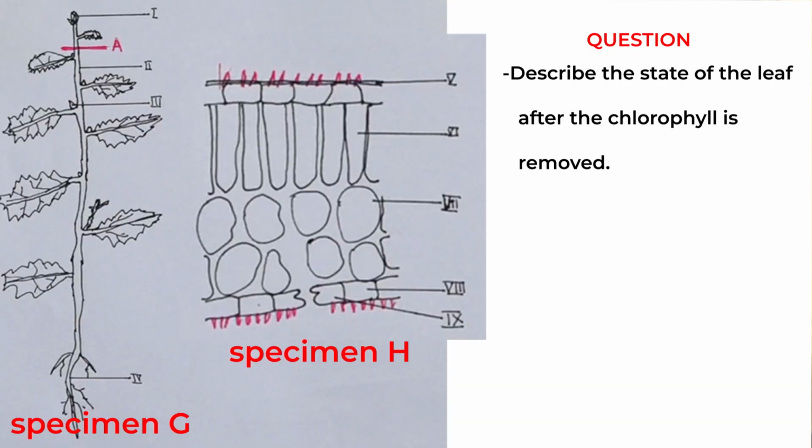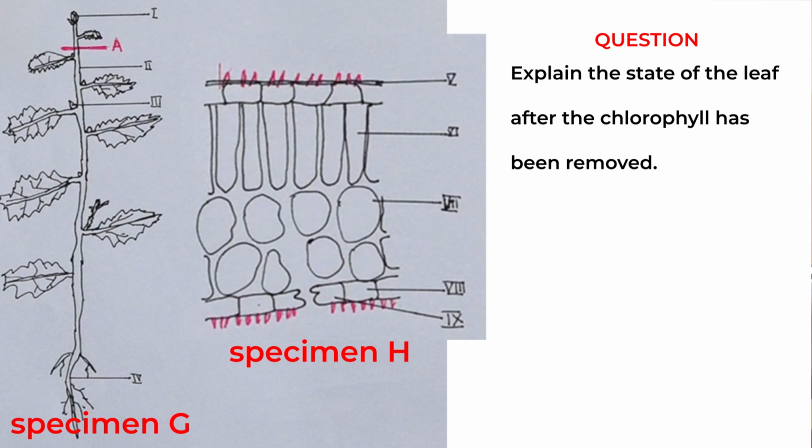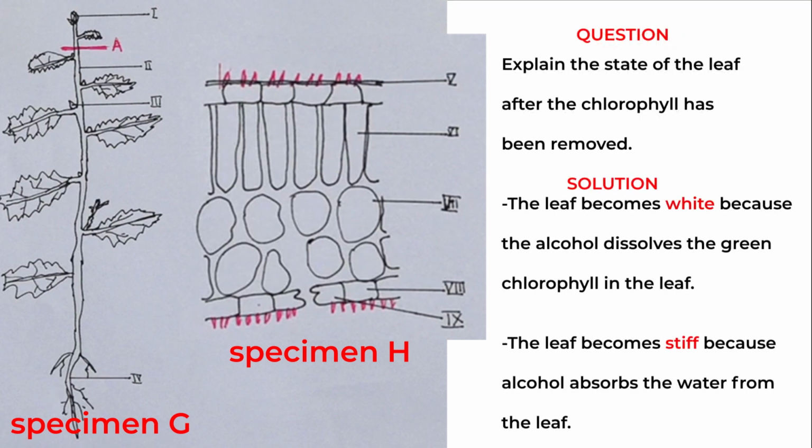Describe the state of the leaf after the chlorophyll is removed. Answer: the leaf becomes white in color and stiff in texture or touch. Two things: white, stiff. Explain the state of the leaf after the chlorophyll has been removed. The leaf becomes white because the alcohol dissolves the green pigment chlorophyll and removes it from the leaf. And the leaf becomes stiff because the alcohol absorbs the water from the leaf. Good.